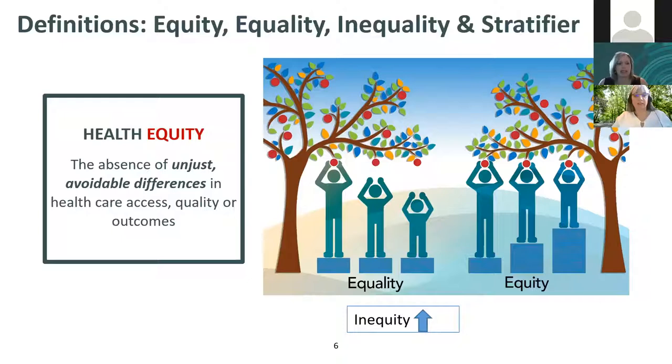First, a couple of definitions. The first is health equity, which was mentioned. This is defined as the absence of unjust, avoidable differences in healthcare access, quality, or outcomes.